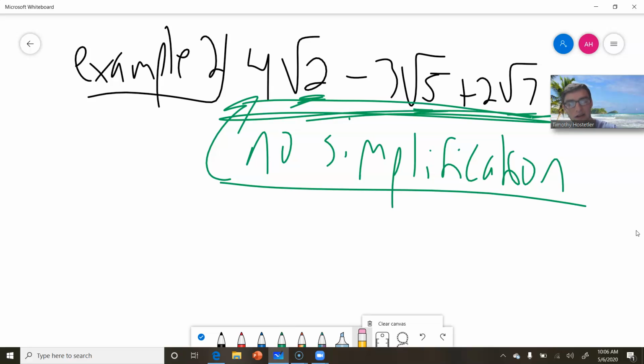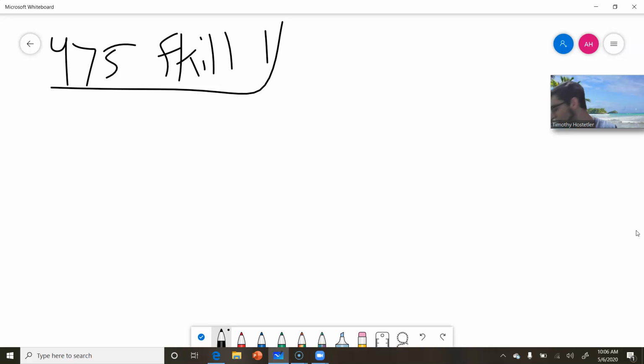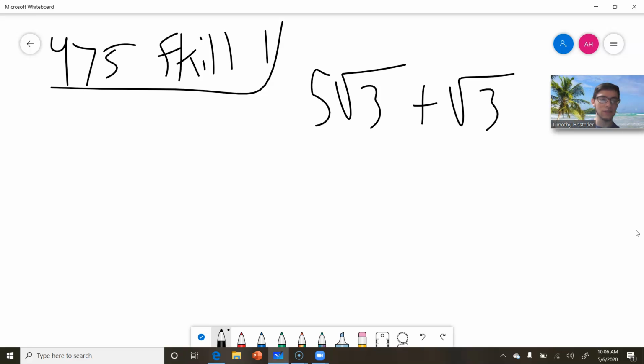Okay, so let's do some of these on the skill check. If you're looking down with me on page 475, here's skill check 1. Look at number 1: 5 times the square root of 3 plus the square root of 3. Now this is confusing a little bit because there's something that we don't see, and that's a 1, right? There's a 1 in front there.